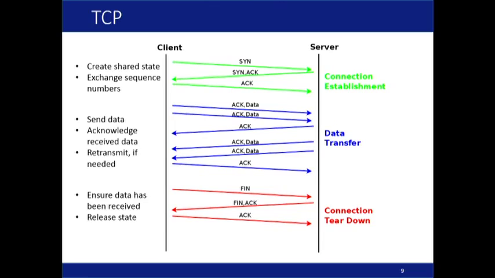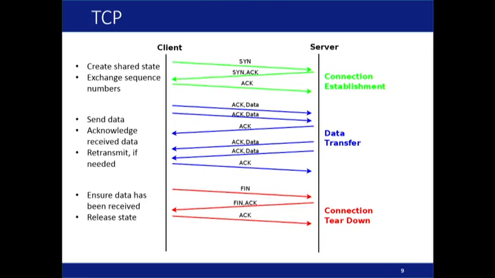The client can initiate connection termination by sending a FIN packet saying that it's done sending data. The server acknowledges that with the FIN-ACK packet, and the client finishes the process by acknowledging that. At this point, the connection is complete. All state can be released.